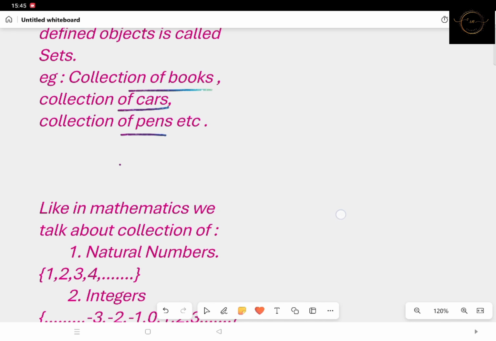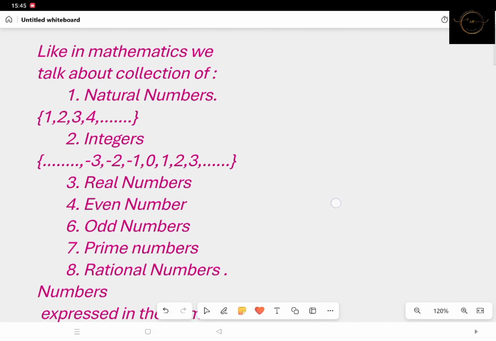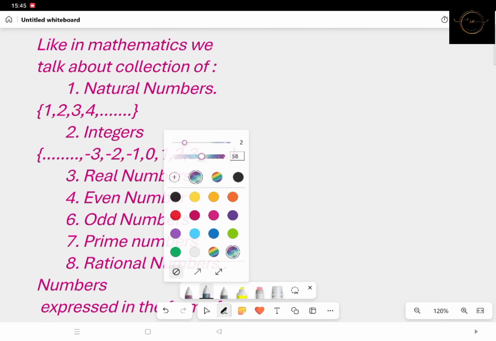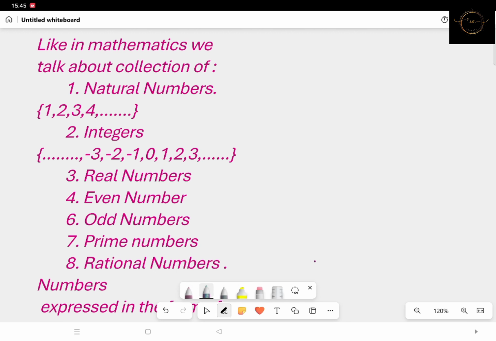Now in mathematics, we know there are many types of numbers like natural numbers, integers, real numbers. Those can also be called a collection of those specific numbers. When you talk about natural numbers, it is a collection of natural numbers, and natural numbers are 1, 2, 3, 4, 5 up to infinity. When you talk about integers, the numbers are -3, -2, -1, dot, dot, dot. These are the negative numbers, 0 and 1, 2, 3, 4, 5. These are the positive numbers.